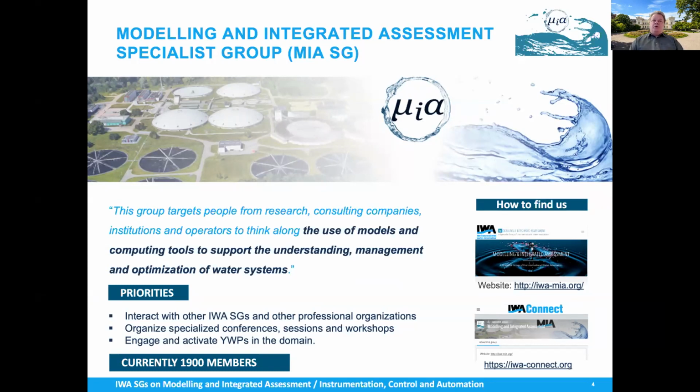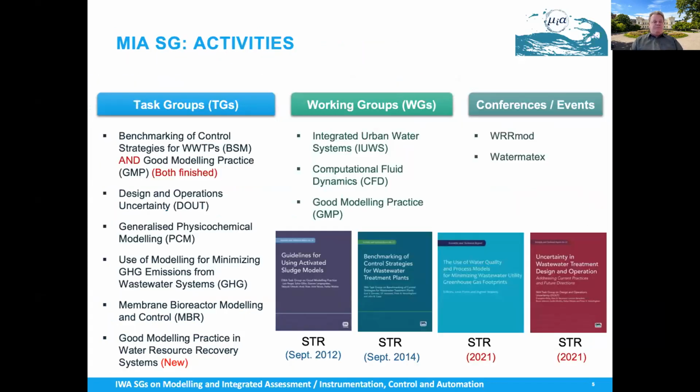One of the most important ways that we work is through task groups. A task group is a small group of experts focusing on a specific topic for a number of years and then normally producing an IWA scientific and technical report. Currently, we have 5 active task groups under the MIA umbrella. You see them here to the left. Out of these 5 active groups, 3 are almost finished and will soon deliver their final reports to IWA.